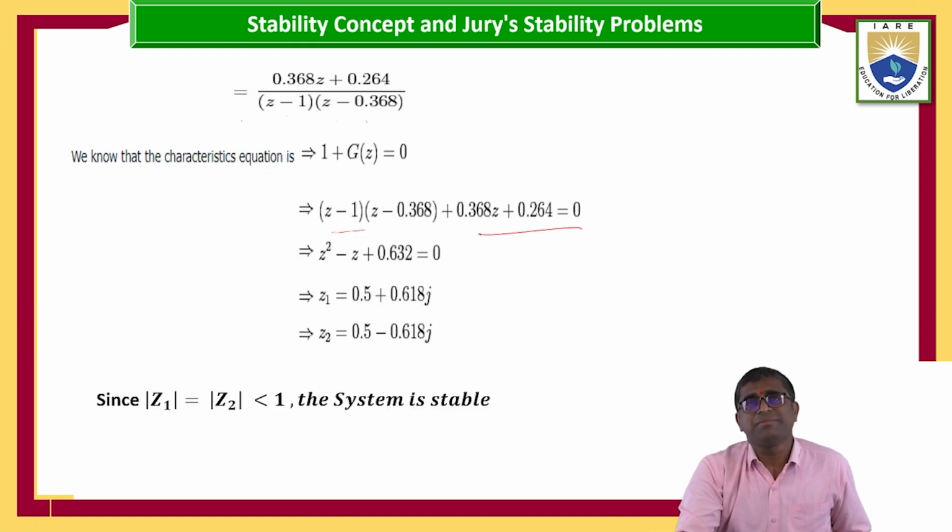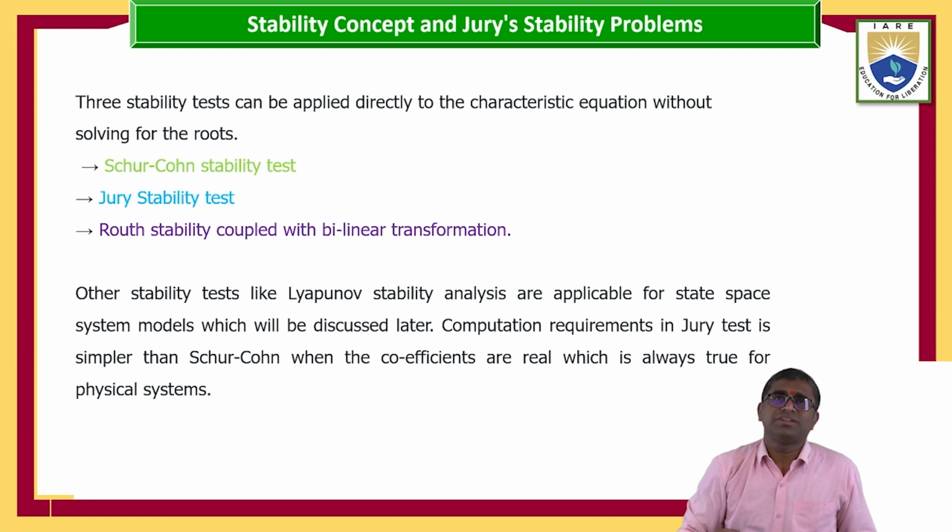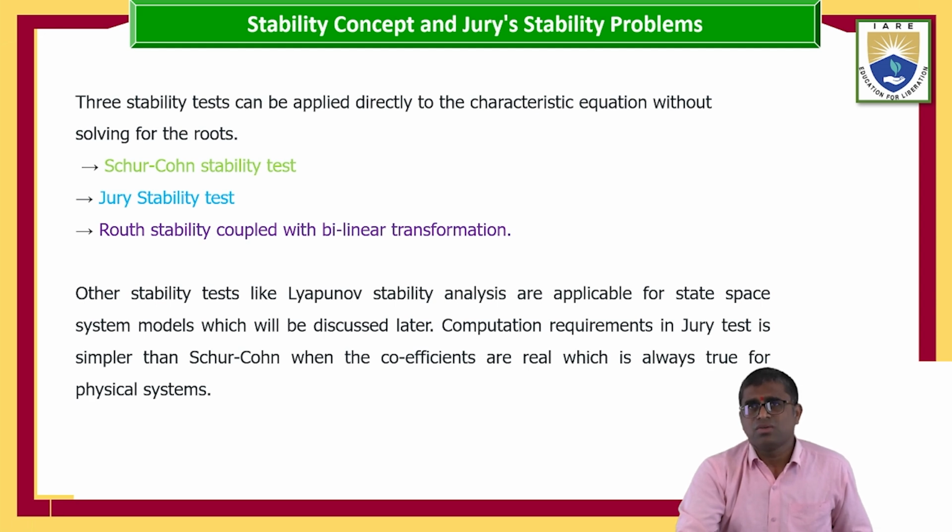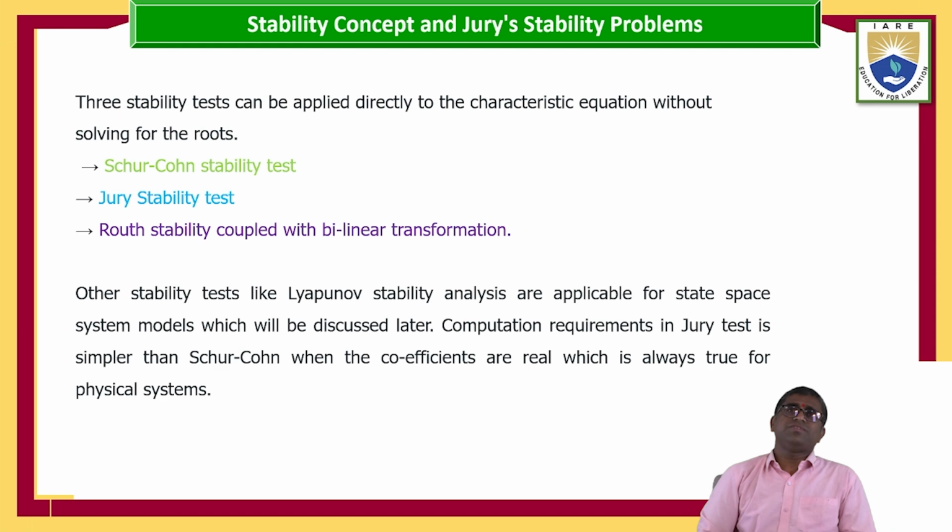However, we can find the system stable condition without taking the characteristic equation. That is, we go for different types of tests: Schur-Cohn stability test, Jury stability test, and Routh stability test. Other tests like the Lyapunov stability test are also available for applications of state-based models, which we will discuss later. Computation required in the Jury test is simpler than the Schur-Cohn stability test, and the coefficients are always real for physical systems. That is the main advantage of the Jury stability test.